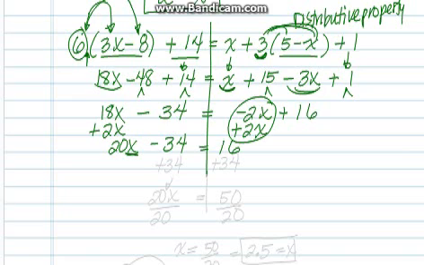Now I still need to isolate x, so first I'll undo that subtraction by adding. That leaves me with 20x is equal to 50. To isolate x again, we're going to divide by 20 to make that 20 go away. Again, you're undoing that multiplication. So we'll divide both sides by 20. That gets us x is equal to 50 over 20.